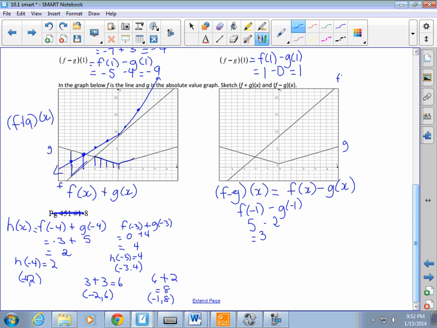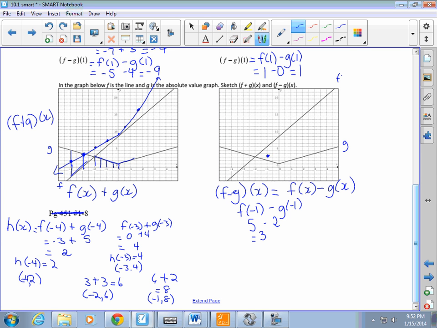So then that means that my point will be at -1 and 3. So -1 and 3 is right, 1, 2, 3 right here. So what I did there is I just subtracted my two y values from each other, and then I plot that point.